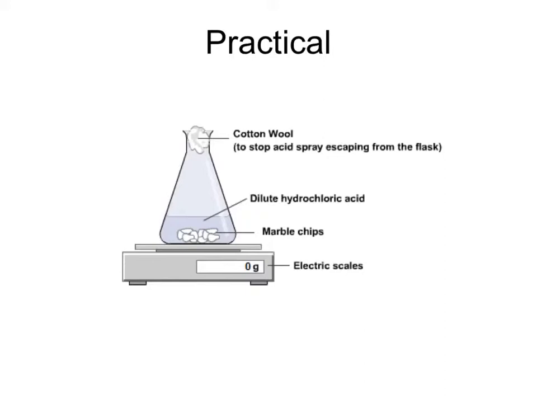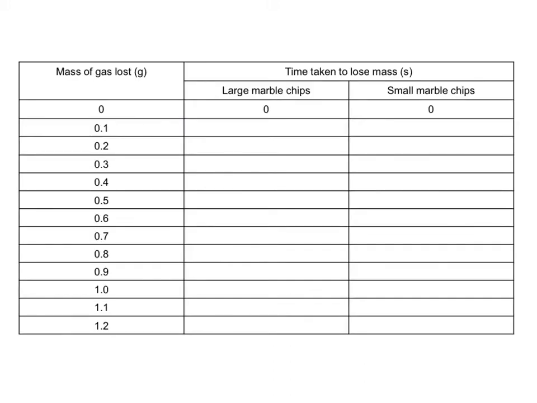We can follow the rate of this reaction either by the rate at which the carbon dioxide is made by collecting it in a gas syringe, or in this case by putting the reacting mixture on top of a balance and noting that the mass of the mixture will decrease as the carbon dioxide escapes. If we were doing this on a balance, we would do it twice, once with large marble chips and once with small marble chips or with powder, and compare the rate at which various masses of carbon dioxide gas are lost over time.